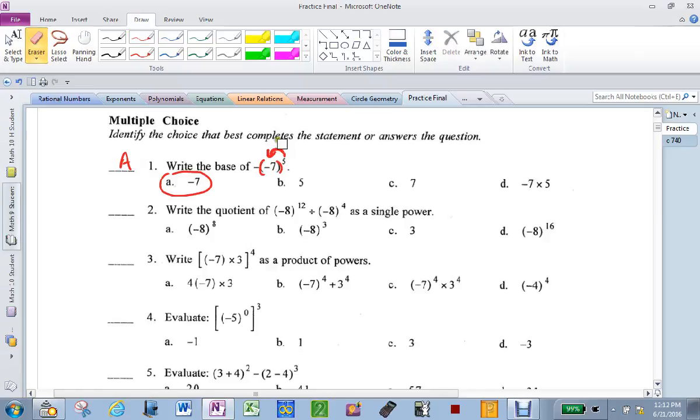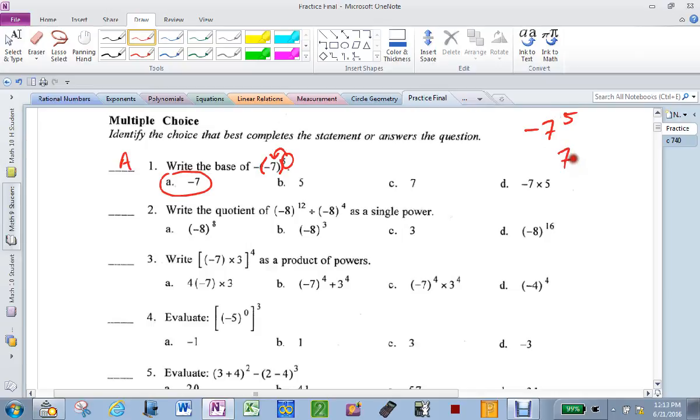The base is anything that is left of an exponent. So I find an exponent, I look to the left. Whatever is there is the base. But because there's brackets, the base is everything inside those brackets, including the negative. Okay? Now, Tasha, if it was this, no brackets, then the base is only the 7. Only the 7.